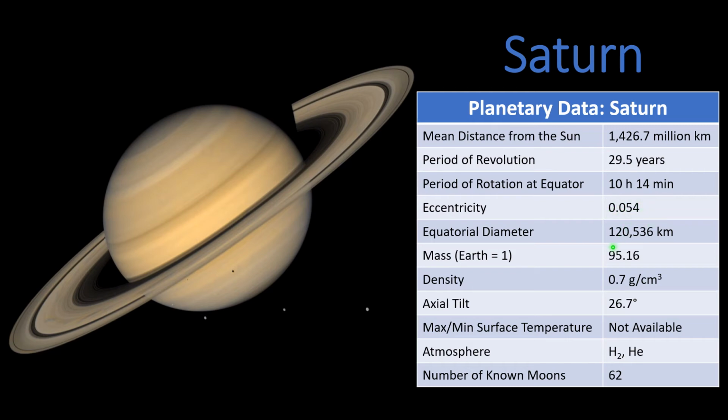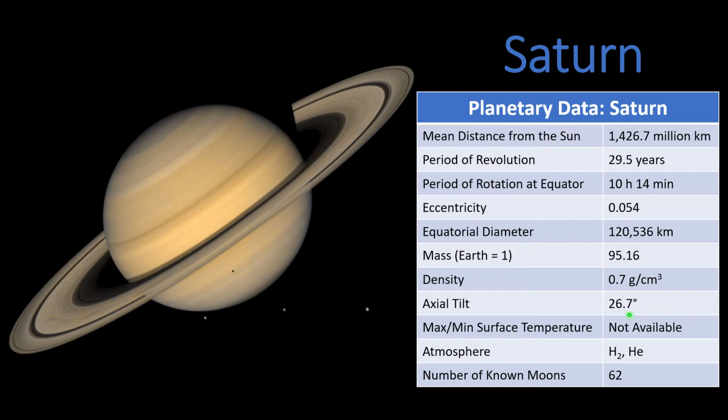It's the second largest planet, 120,536 kilometers for its diameter. It's 95.16 times the mass of Earth. It has an extremely low density. It's the least dense of all the planets at 0.7 grams per centimeter cubed. Weird thing about that, if you think of the density of water, it's 1.0. If you took a sample of Saturn, it would actually float in water, just to give you an idea of how low the density is.